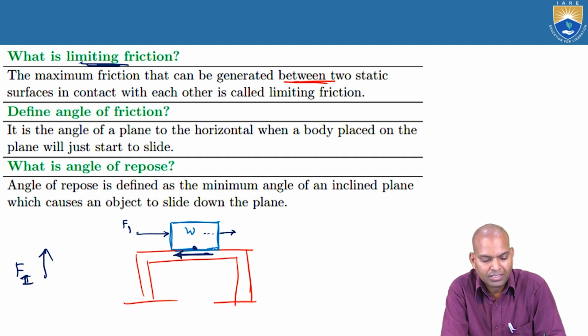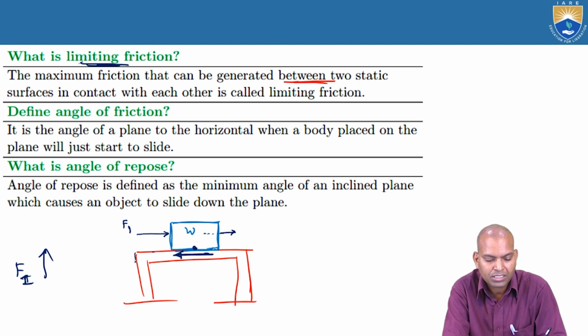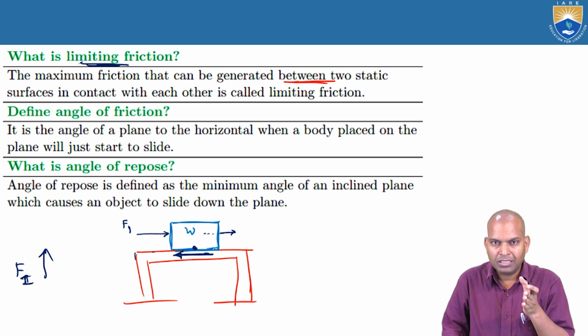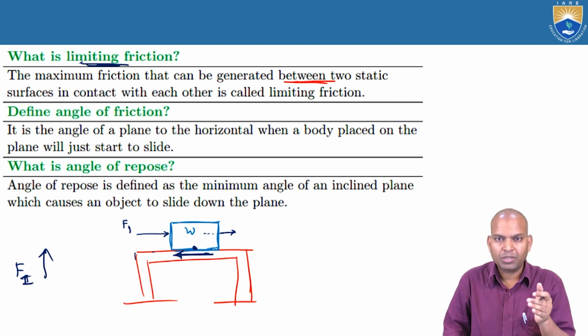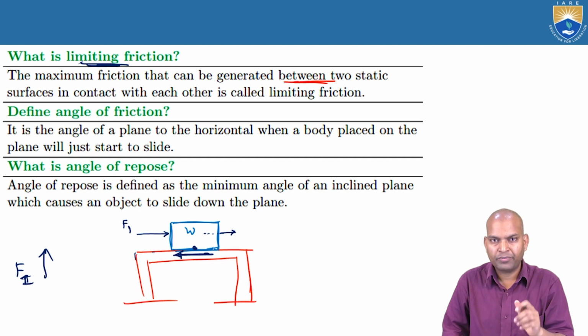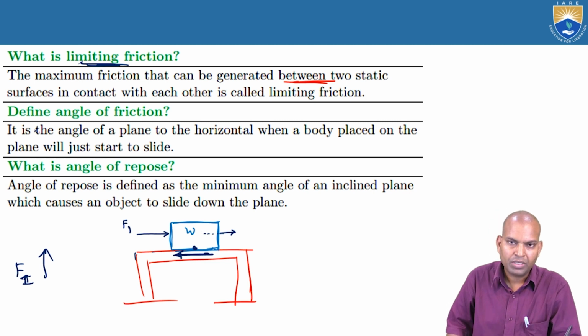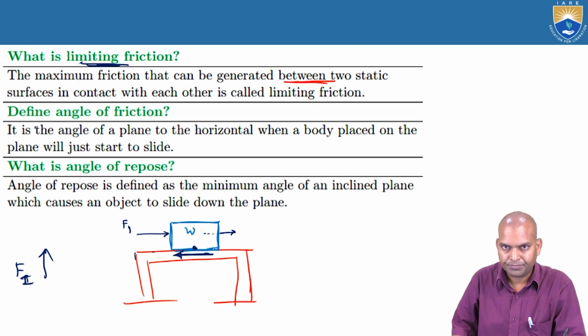So when F1 is applied and there is still no motion, the friction between the two surfaces is known as the static friction. When F is increased beyond the limiting friction value, the body is in motion. At that moment, the friction that occurs between the two surfaces under the motion of the body is known as the kinetic friction, the dynamic friction. Now there is static friction and dynamic friction. Alright. Now, what is the angle of friction?